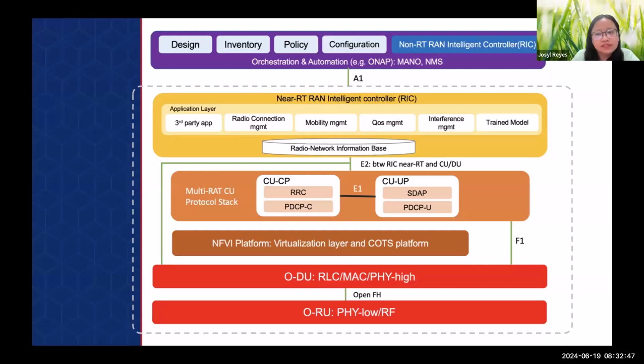And for the purpose of radio connection management, mobility management, quality of service management, interference management, and deployment of a trained model. This trained model may be coming from the non-real-time RIC. So after the non-real-time RIC trains it for a long time, it can now give that model to the near real-time RIC so that the near real-time RIC will implement it. Whatever model the mobile network operator wants, because they can customize now however they want.